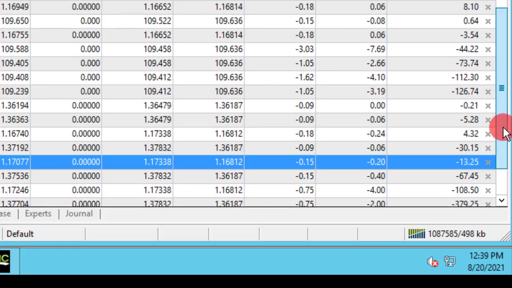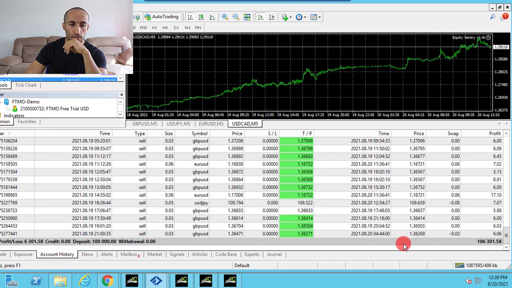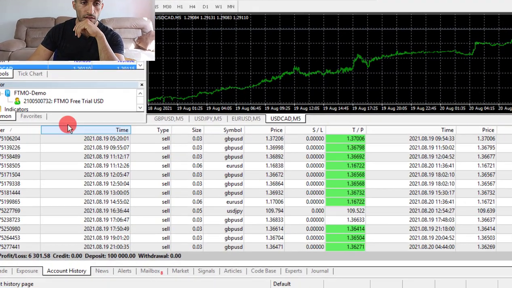Some in profit, some are not. Anyway, some were kept over a few days. Because of that, we've got swap over here that shows these two trades, and some of the other ones being held for a couple of days. So I'm not using massive lot sizes. If we go to account history again, 6,301 FTMO.